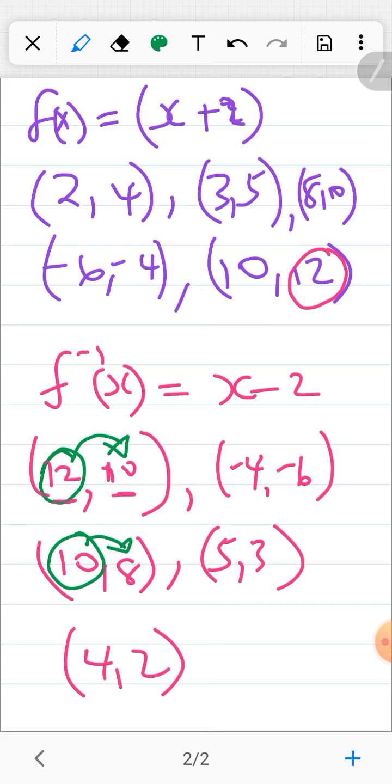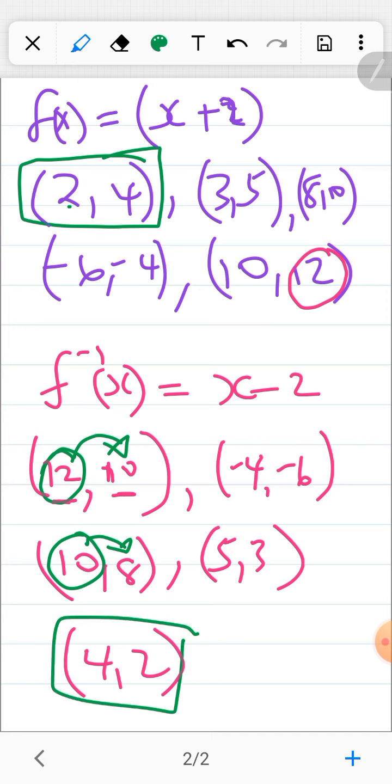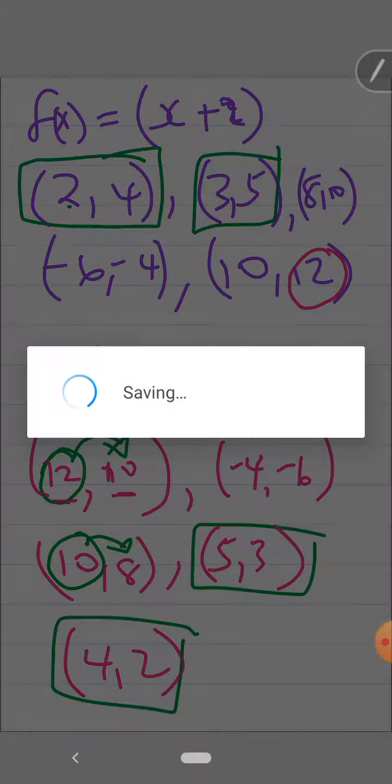And if you look at it critically, it's just as if you have flipped the x and y. This was 2, 4, and it's now 4, 2. I've just flipped the x and y. The x has taken the position of the y. This was 3, 5, and now it's 5, 3. So the inverse function basically just flips the coordinate points.